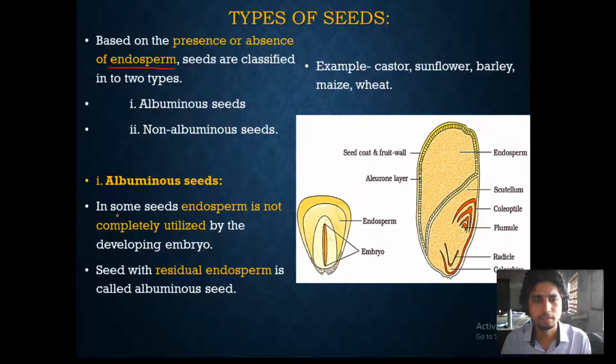Albuminous seeds: in some seeds, the endosperm is not completely utilized. The endosperm which is still remaining, such seeds are called albuminous seeds. So seeds with residual endosperm are called albuminous seeds. Examples are castor, sunflower, barley, maize and wheat.